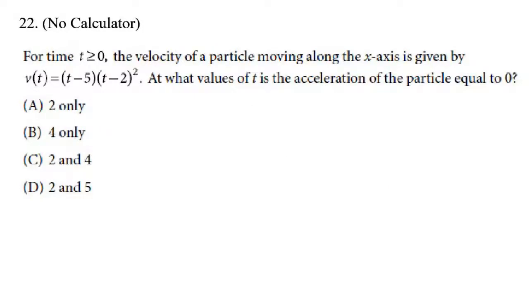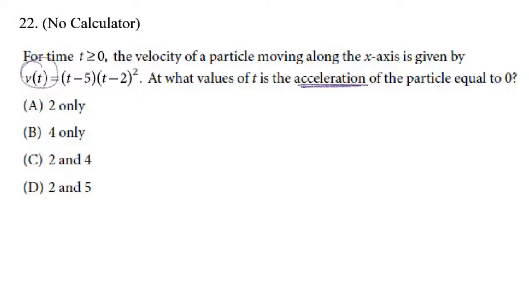All right, for time greater than or equal to 0, the velocity of the particle moving along the x-axis is given by a velocity function. And this is asking at what times of t is the acceleration of the particle equal to 0. So to get our acceleration function, we go and find the derivative of the velocity.